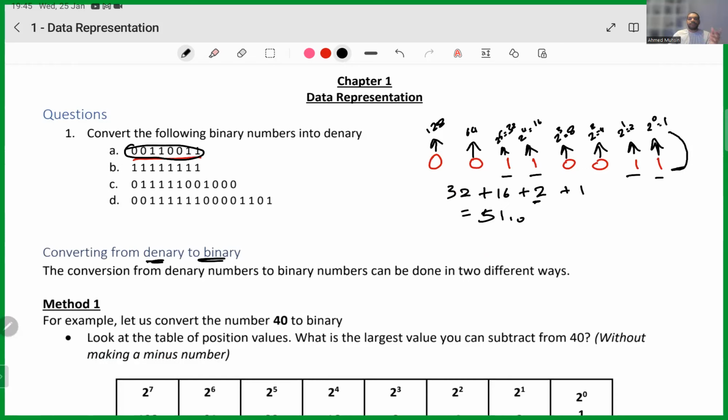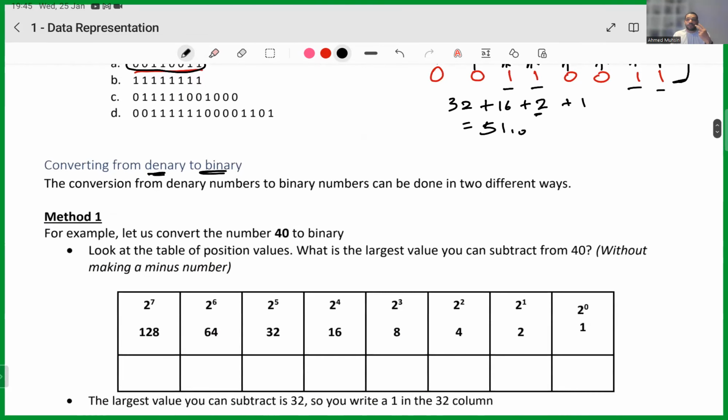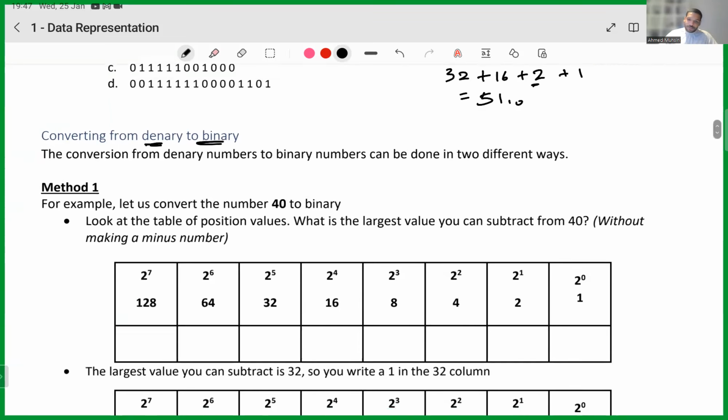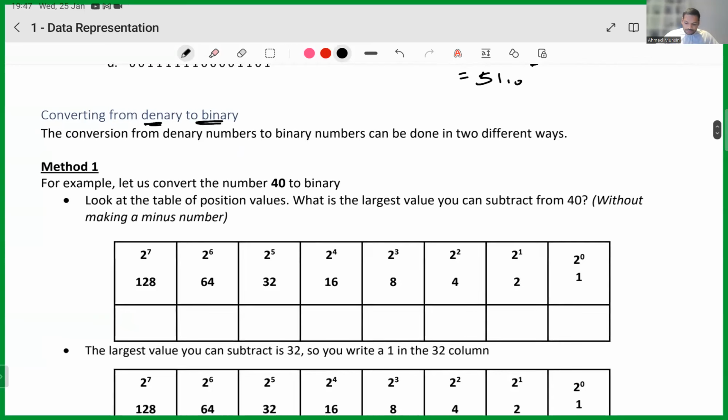Next, what we will be learning is how to convert a decimal number into binary. That is what is over here, and there are two ways of doing it. There are two ways of converting a decimal number into binary format. I'll be showing you both methods. Let's look at method number 1.